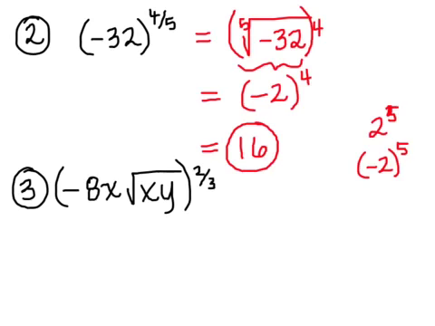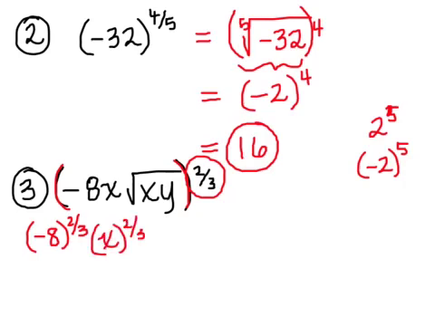Here's another problem. Let's see how this one works out. Again, there might be more than one way to go about doing it as far as the order goes, but I'm just going to do the first thing that comes to me. When I see an exponent outside a parentheses, I know that that exponent is going to apply to everything inside the parentheses. And so what I'm going to do is separate these into pieces. I'm going to say -8 to the 2/3, x to the 2/3, and the square root of xy to the 2/3.